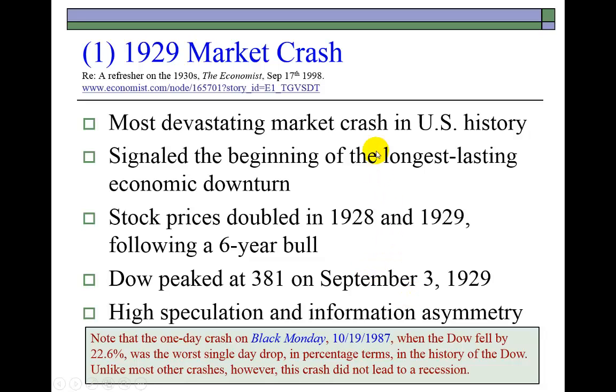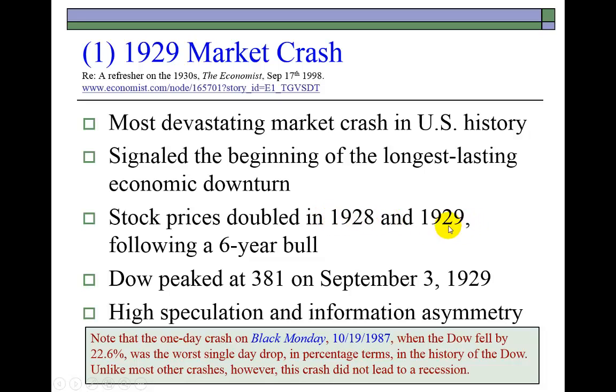So first, the 1929 market crash, and a good place on the internet to read a critical assessment of it is in this web link right here, posted by The Economist. It is known as the most devastating market crash in US history, and signaled the longest lasting economic downturn to ever occur in the United States. And prior to that, stock prices doubled between 1928 and 1929.